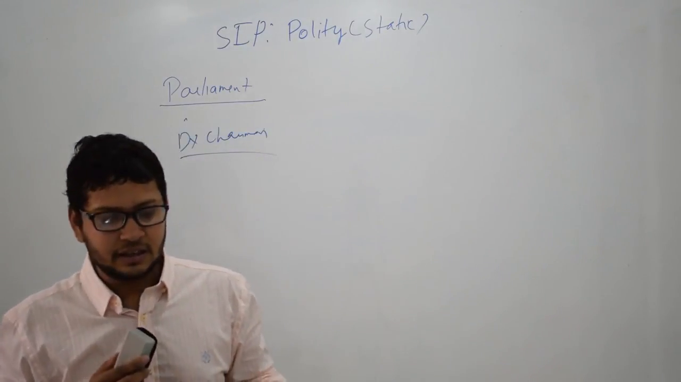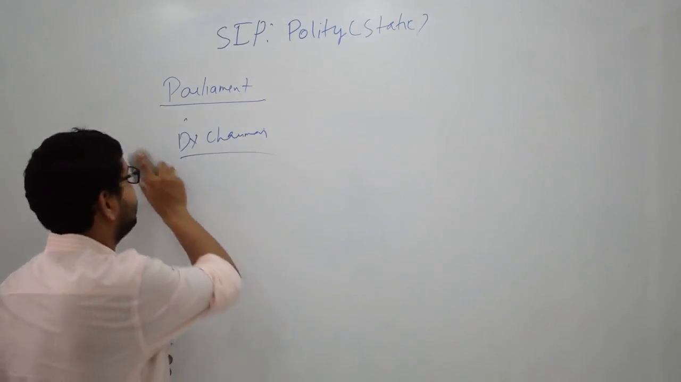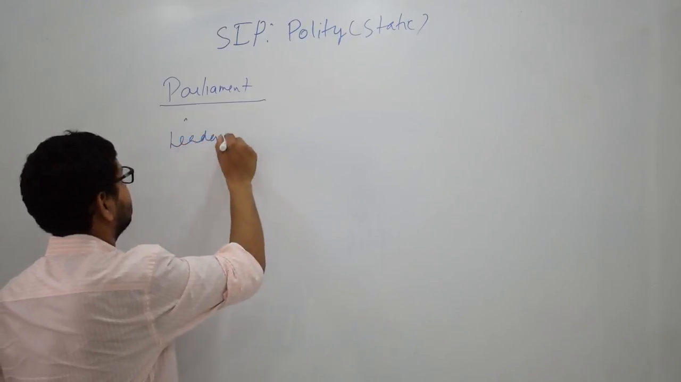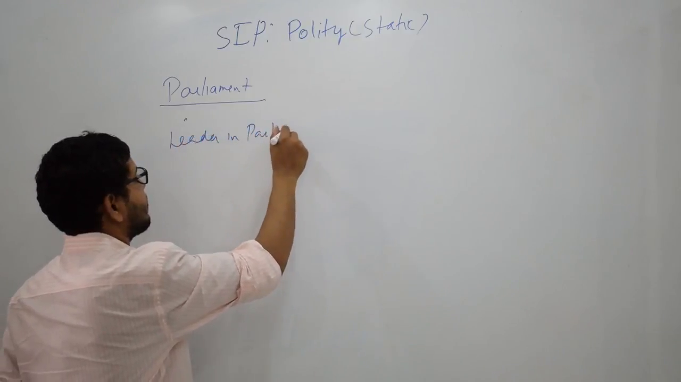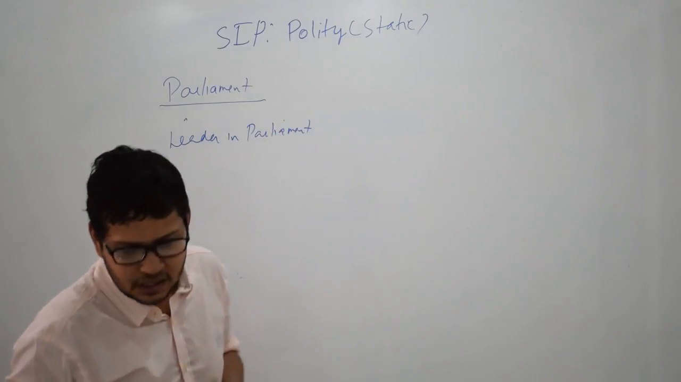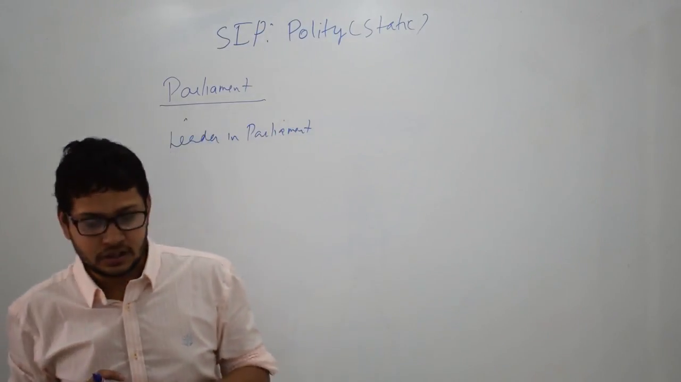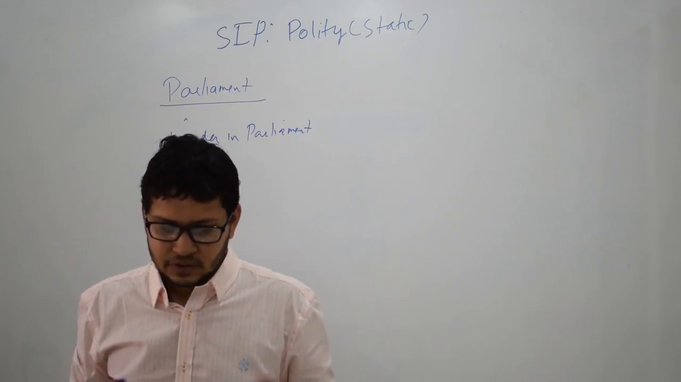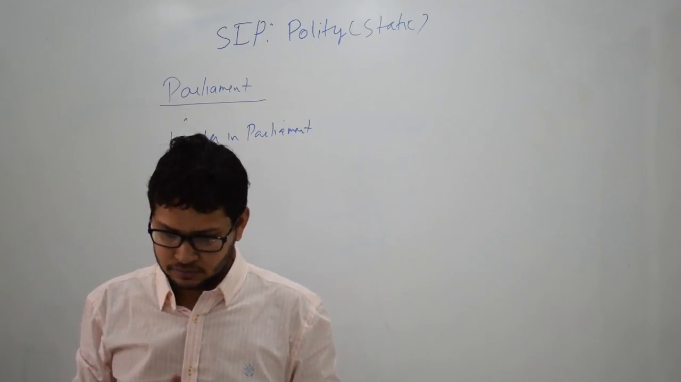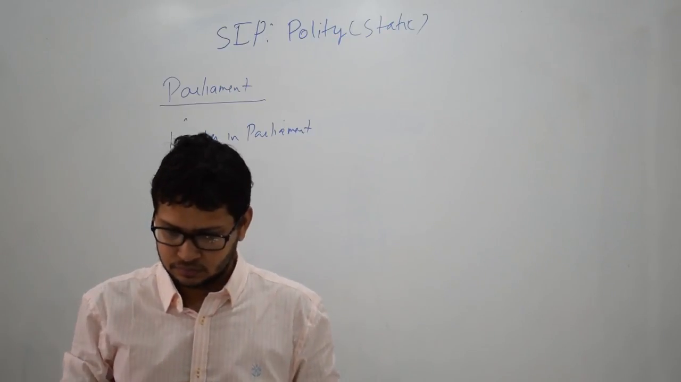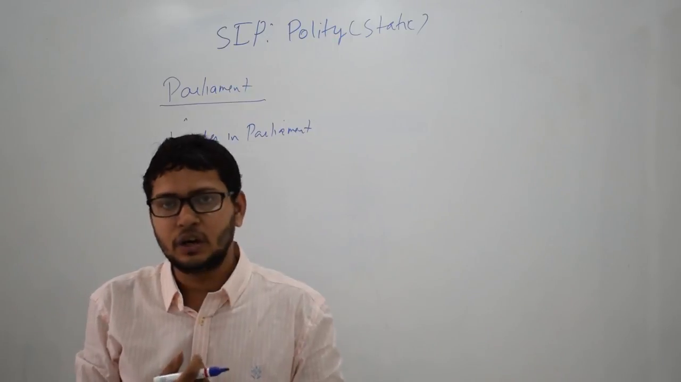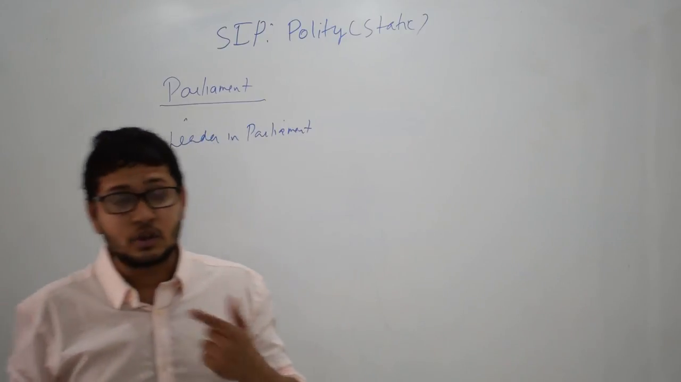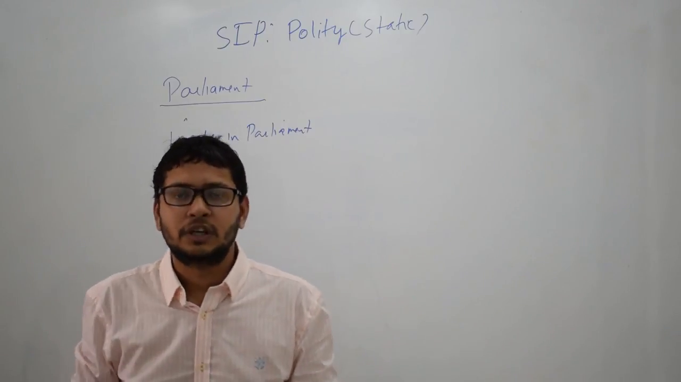Now, the next is leader in parliament. So, first is leader of the house. Under the rules of Lok Sabha, the leader of the house means the prime minister, right? So, he is the leader of the house. There is also a leader of house in the Rajya Sabha, and he is a minister and member of Rajya Sabha, and is nominated by the prime minister to function as such.